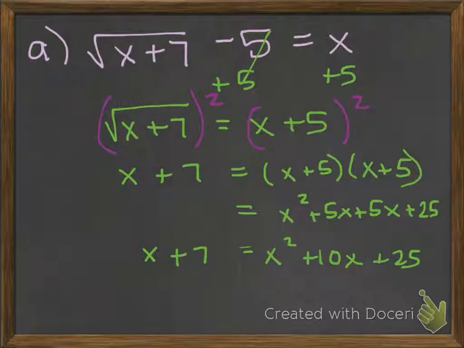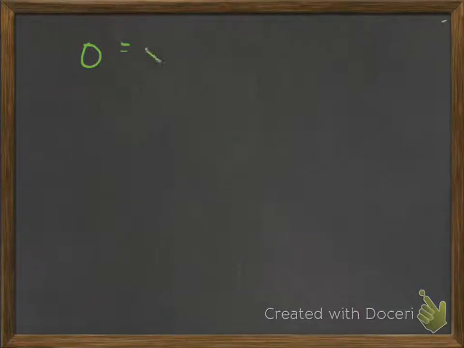Now, in order to solve, it has to be equal to 0. So we are going to subtract the x from both sides, and we're going to subtract the 7 from both sides. So I'm going to flip the screen so I have some more room. So my middle term, we have 10x minus x. That will give me a 9x. And the 25 minus 7 will give us 18. So we're at 0 equals x squared plus 9x plus 18.